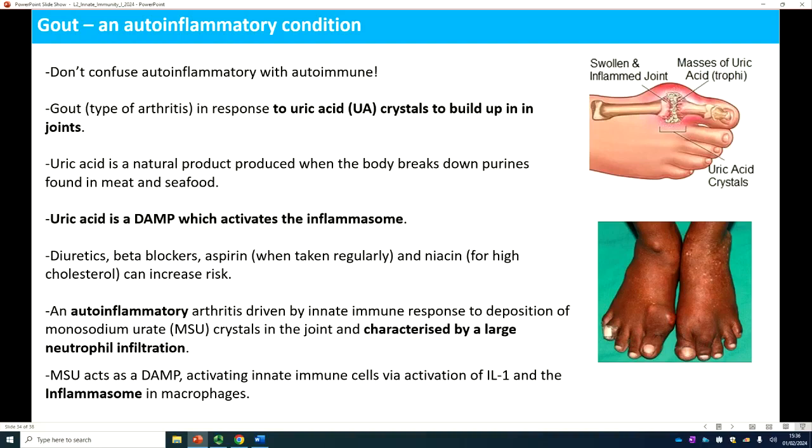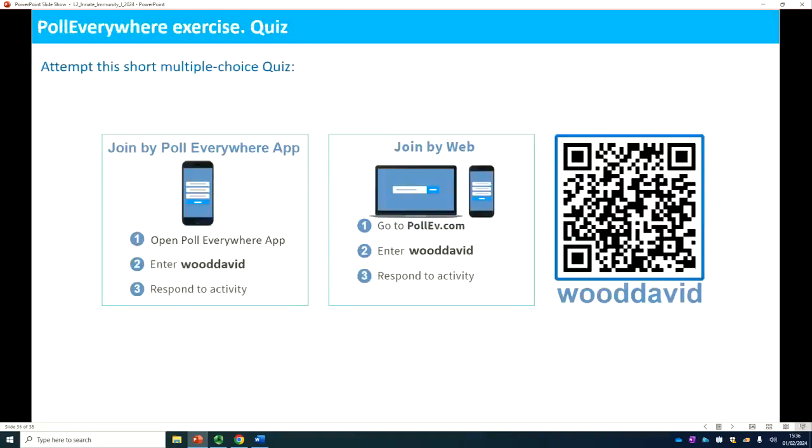So we're getting this deposition of uric acid, we're getting activation of the inflammasome, and we're getting this influx of neutrophils and macrophages as well. Okay, so it's an auto-inflammatory condition that's mediated by the innate immune response.